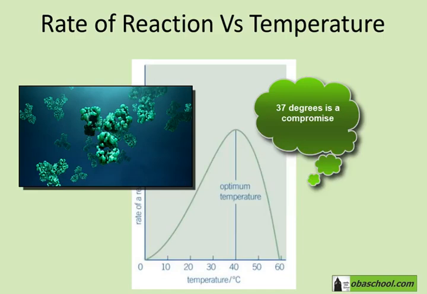So even though 40 degrees is the optimal temperature for the enzymes in the body, it is too costly and too risky to maintain your body at 40 degrees, and that is why our bodies are maintained at 37 degrees Celsius.